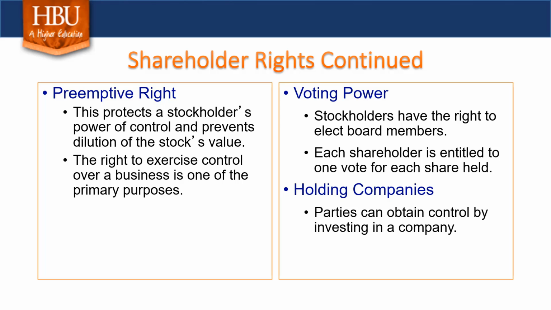Shareholders have a few more rights than the ones I listed on the prior slide. This looks a little more in depth into some of those key rights. First of all, shareholders have preemptive rights. This protects a stockholder or the company from power of control and prevents that dilution of the stock. Shareholders also have voting power or voting rights. They have the ability to cast a vote for each share that is held to elect board members.